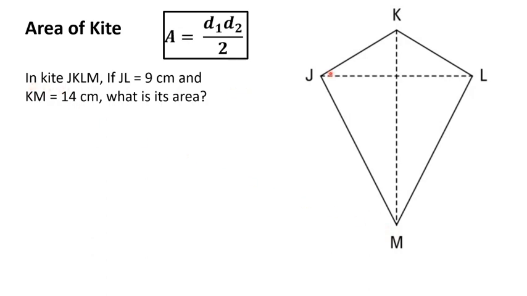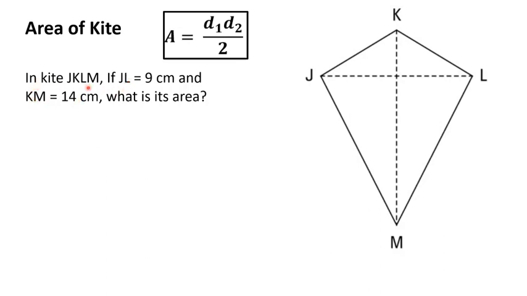In kite JKLM, so this is JKLM. So JL, the first diagonal, is 9 centimeter. And KM, this diagonal, is 14 centimeter. So what is its area? So ano ang area ng kite given that we have 9 centimeter for JL and KM is equal to 14 centimeter?